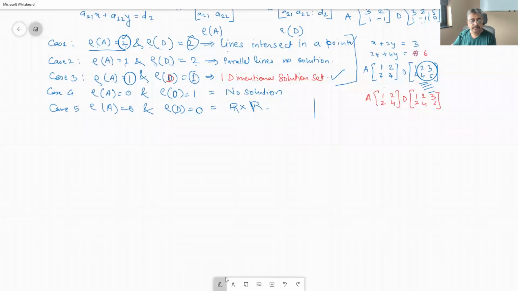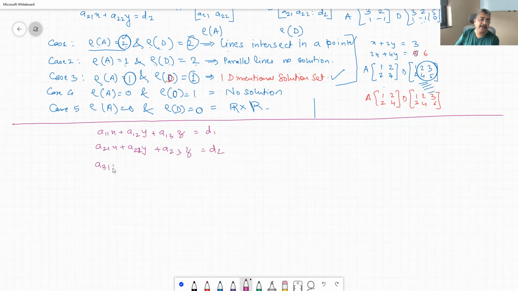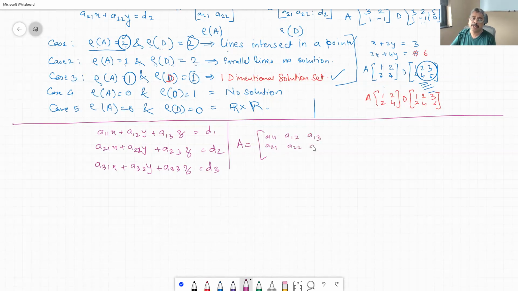Okay, so now simultaneous equations. A11x plus A12y plus A13z is equal to D1. A21x plus A22y plus A23z is equal to D2. And A31x plus A32y plus A33z is equal to D3. Right? Corresponding A is A11, A12, A13, A21, A22, A23, A31, A32, A33.